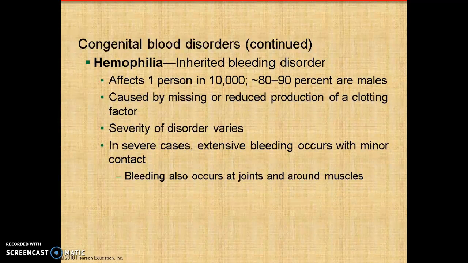Hemophilia is an inherited bleeding disorder. It's missing one of those factors in the blood. Now we can produce those factors through genetic recombination. But there's quite a few different forms of hemophilia. It affects one person in 10,000. And the gene is found on the X chromosome, so males have it more often than females.